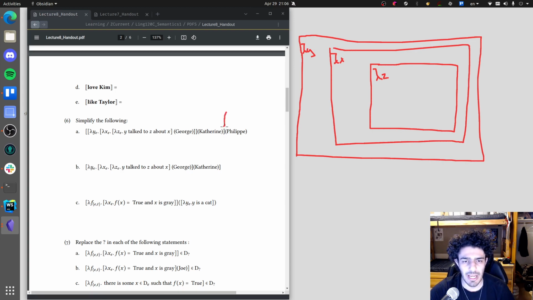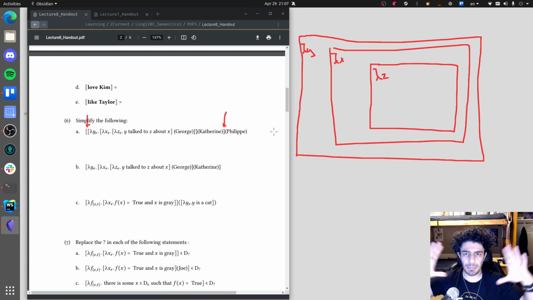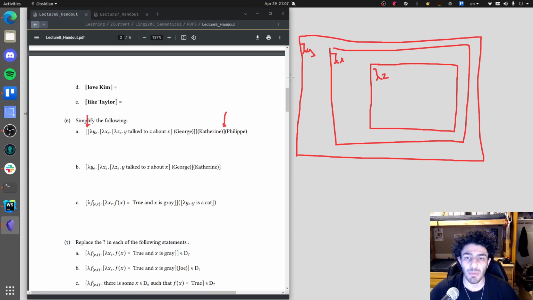So think of these arrows or this bracket. You see how there's a matching one in the beginning and the end? That's like the boundaries of the outer function. And what we're going to do is pass this argument, which is immediately to the right of it, and look for a lambda function. Now notice that in this case, we don't see a lambda. There is no lambda function in this outer scope.